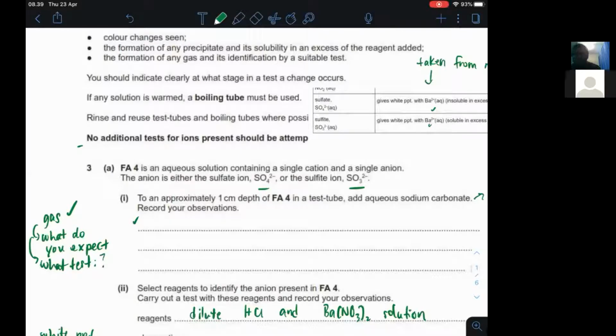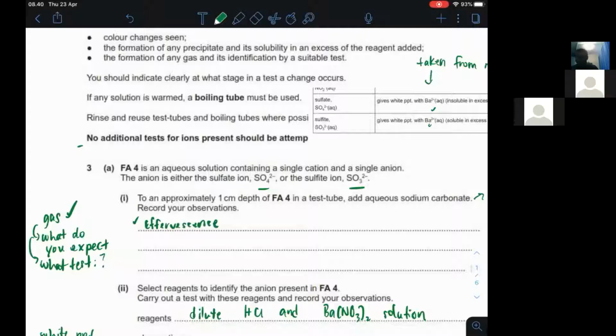If Kenneth is not here, maybe we'll check with someone else. Maybe Alvin. You saw gas, so how do you record your observation? How do I answer over here when you saw gas? Do you write gas is released? Effervescence. Yes. You write effervescence is seen.